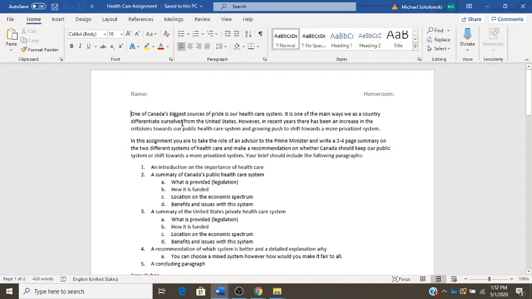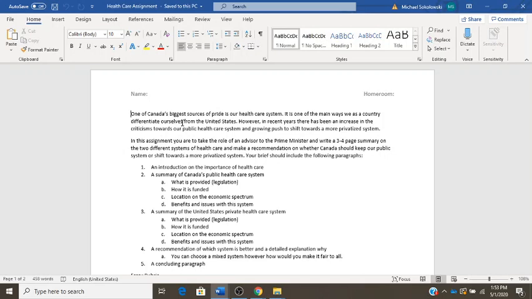One of Canada's biggest sources of pride is our healthcare system. It is one of the main ways we as a country differentiate ourselves from the United States. However, in recent years, there's been increased criticism towards our public healthcare system and a growing push in many places in Canada, especially Alberta, for a more privatized system. In this assignment, you are going to take the role of an advisor to the Prime Minister and write a 3 to 4 page summary on the two different systems of healthcare and make recommendations on whether Canada should keep its public system or shift towards a more privatized system.